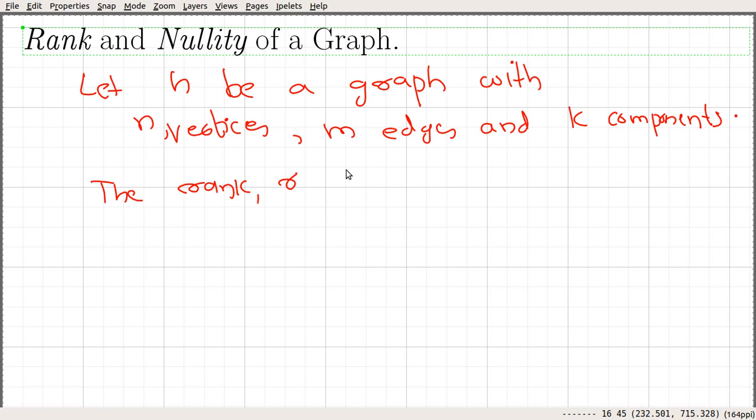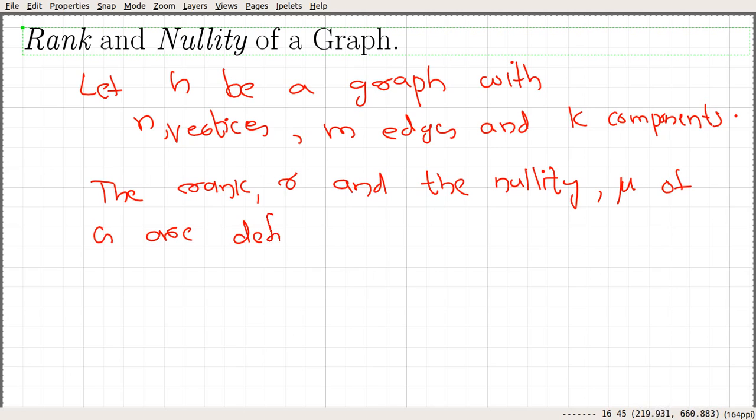So the rank, denoted by R, and the nullity, denoted by the Greek symbol mu, of that graph G are defined as: R is equal to n minus k, and mu is equal to m minus n plus k. So this is how we define the rank and nullity of a graph.